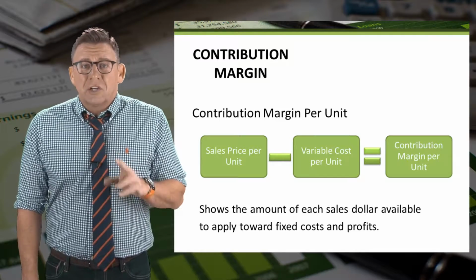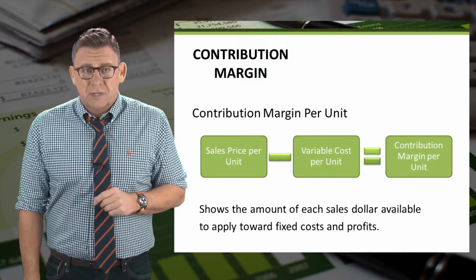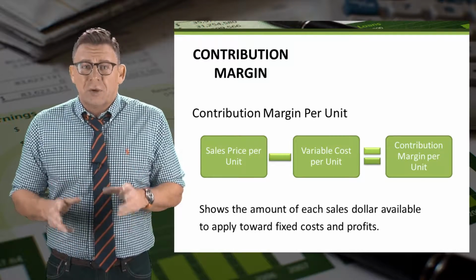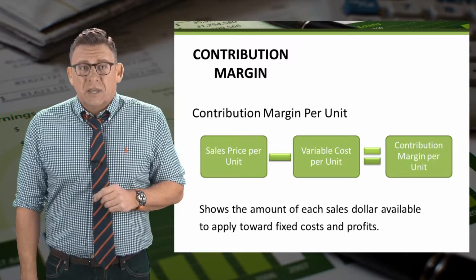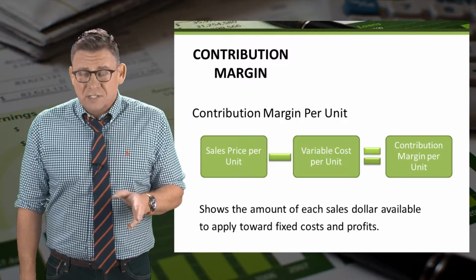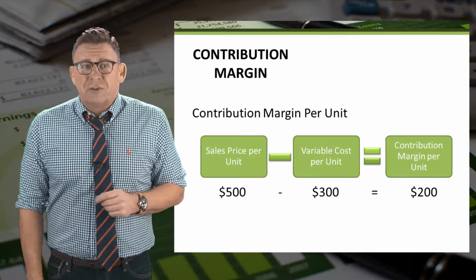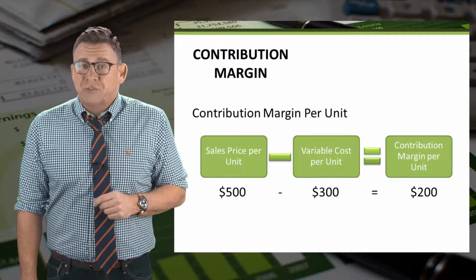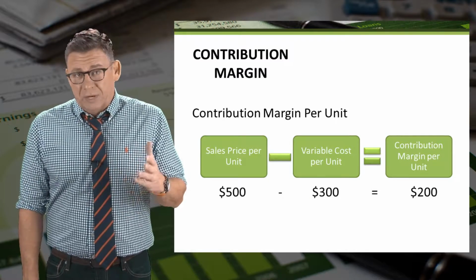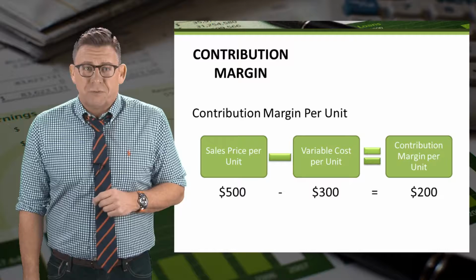To start with, let's learn this simple yet useful concept called contribution margin per unit. It is calculated by taking the sales price per unit and subtracting the variable cost per unit. It's the amount of each sales dollar that is available to cover fixed costs and normal profits. In this example, the price per unit is $500 and the variable cost per unit is $300. Thus, the contribution margin is $200 per unit. When a company sells one more unit, it gets an additional $200 of contribution margin.